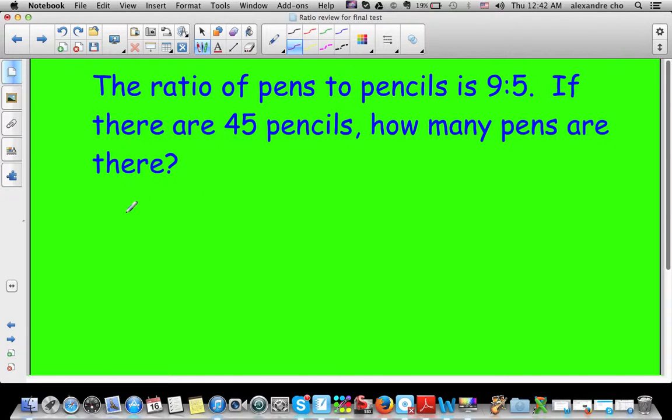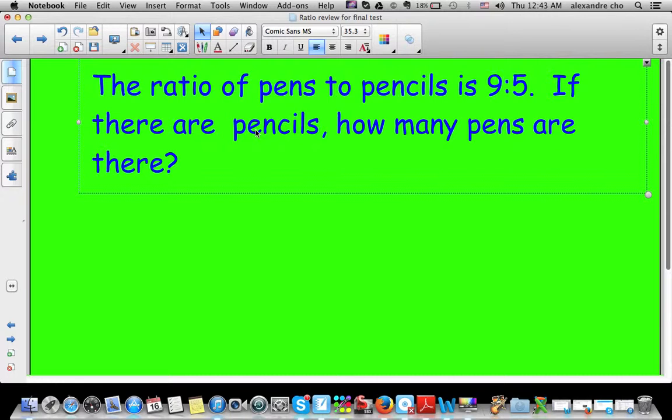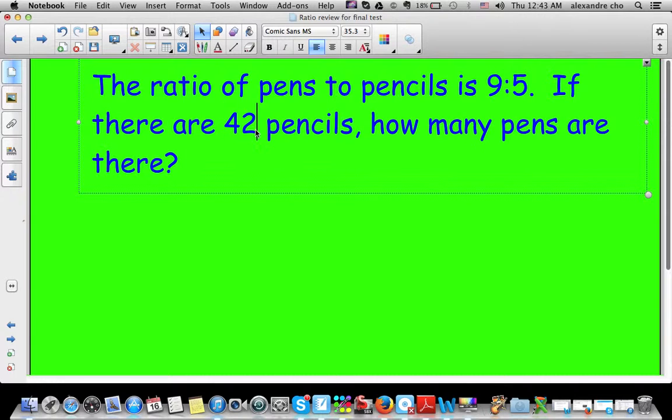Okay, so by doing the pictures, I can do 9 to 5, and this is not going to work. You can stop right now because my numbers are wrong. Okay, so that's not going to work. And I'm going to switch this number. Okay, and let's make it simple so we don't have to draw something. Let's make that 42.